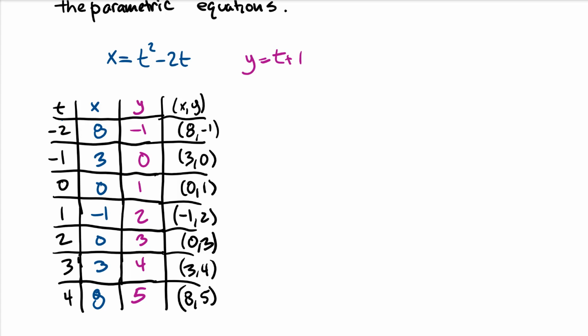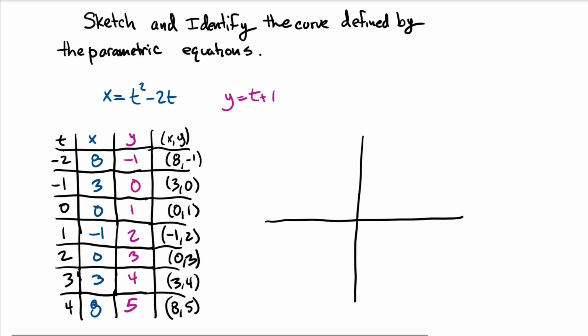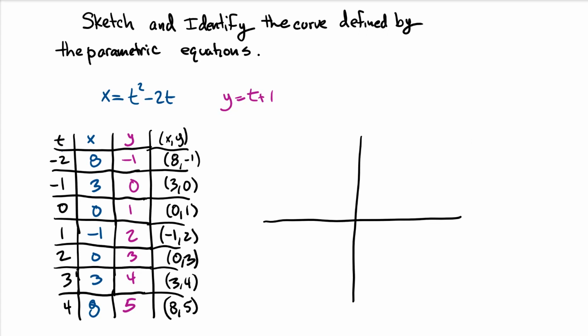We can now graph. We can see what's going on. So that's the part where it says sketch the curve. And then next we're going to identify the curve. So let's not make this perfect. Make that 8. Let's make this 3. Let's make this 0. And then we got a -1 over here. Not to scale. But it looks like all of our y values start at -1 and they're just going to go up 1, 2, 3, 4, and 5. Okay, not perfect, but let's start plotting some points.